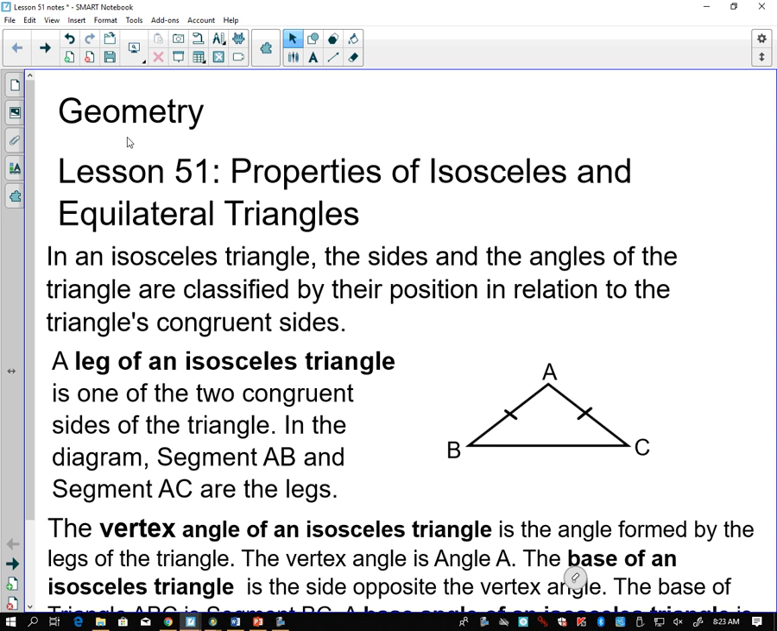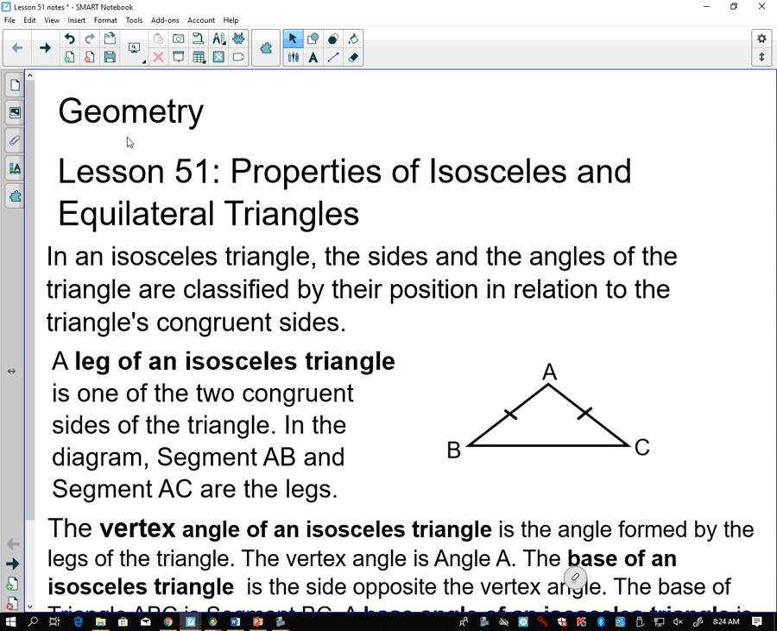Isosceles triangles, what are those? Triangles with two equal sides, good. Equilateral triangles, triangles with three or all equal sides, right? All right, and of course, these are classified by their position in relation to the triangle's congruent sides. The sides and angles of the triangles are classified by their position in relation to the triangle's congruent sides.